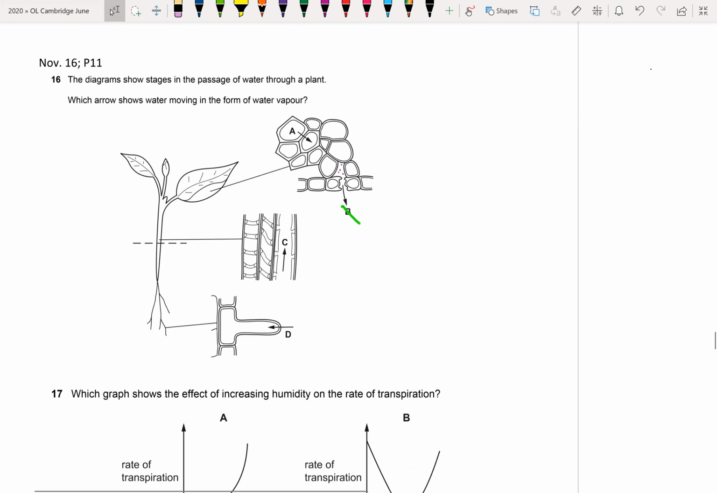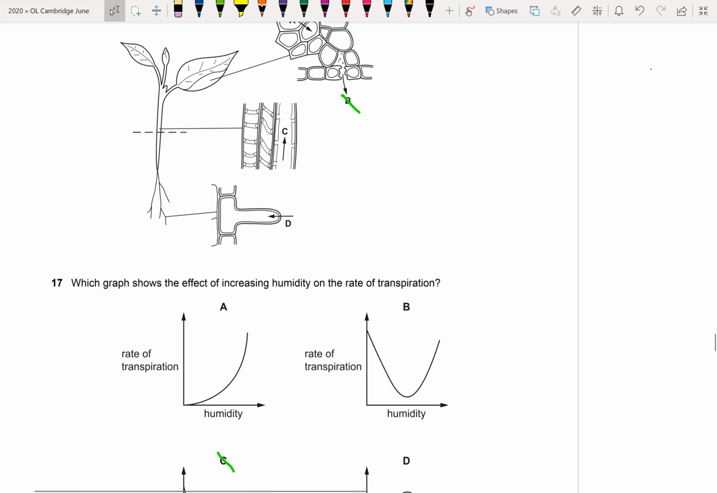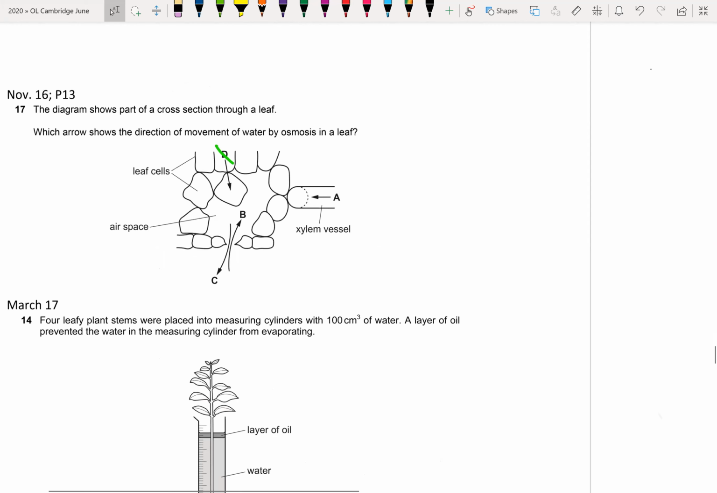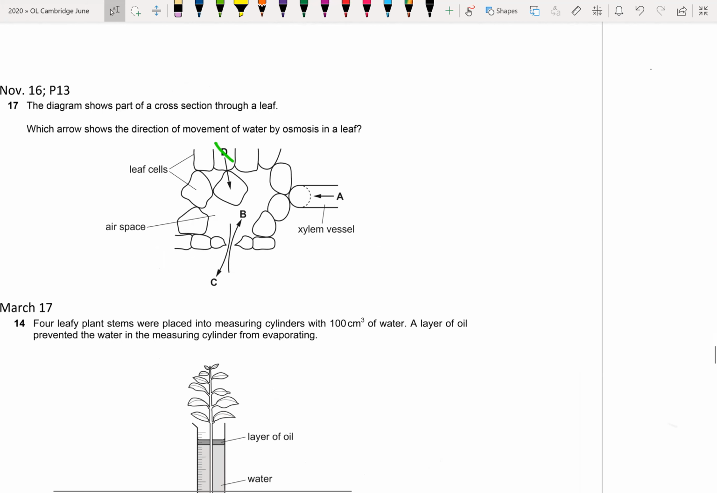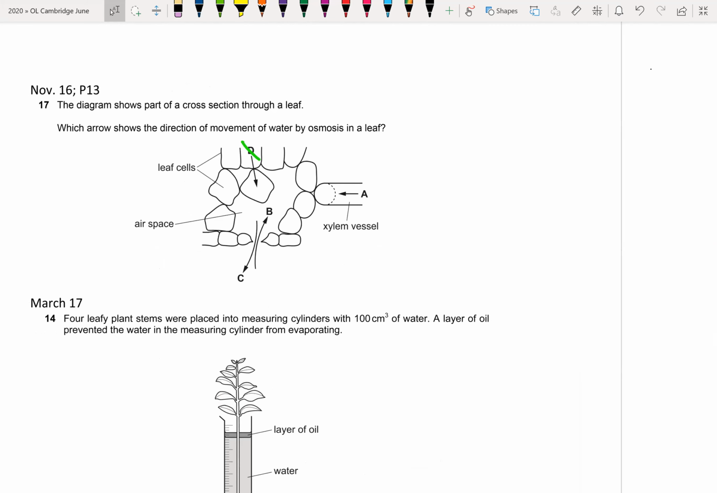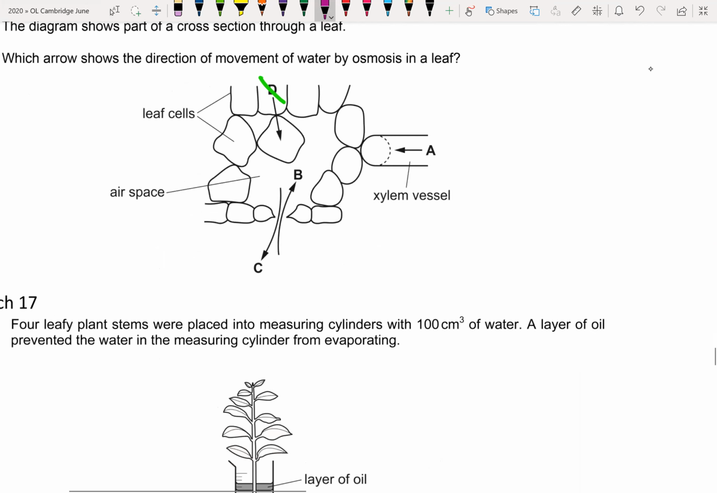The diagram shows part of a cross section through a leaf. Which arrow shows the direction of movement of water by osmosis in a leaf? By osmosis, the water moves here. Why? Because B and C are diffusion, right? B and C here is diffusion. And A is transpirational pull.